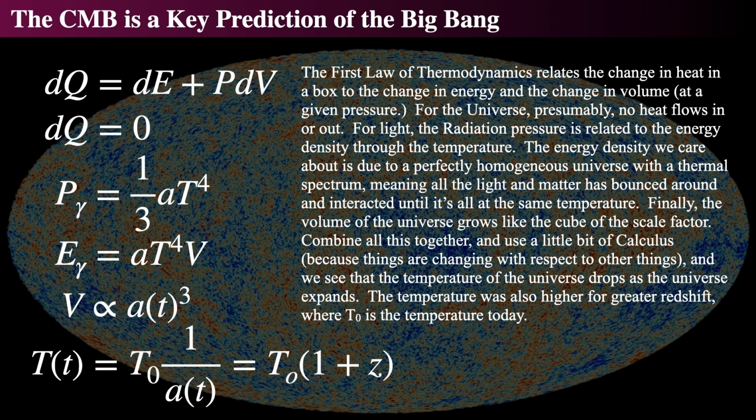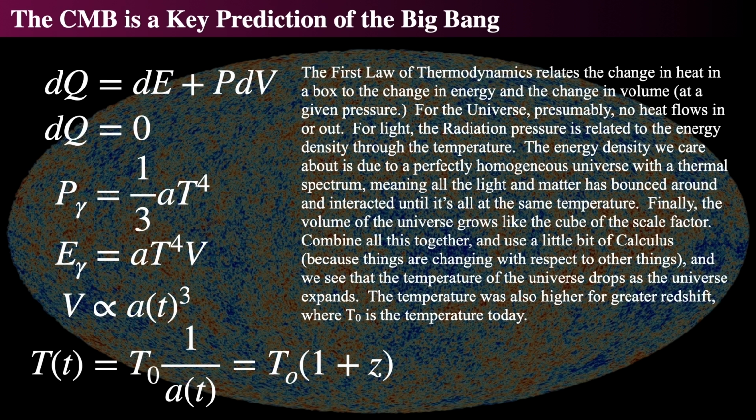So we can then say the energy density is equal to alpha T to the fourth times the volume of the universe. So the radiation pressure, well, I'm sorry, the P is not radiation density, it's pressure. Radiation pressure is proportional to temperature to the fourth power. But the pressure is an energy density.